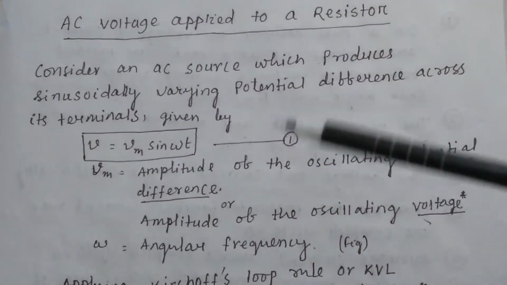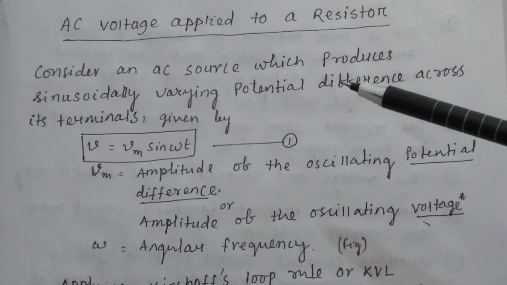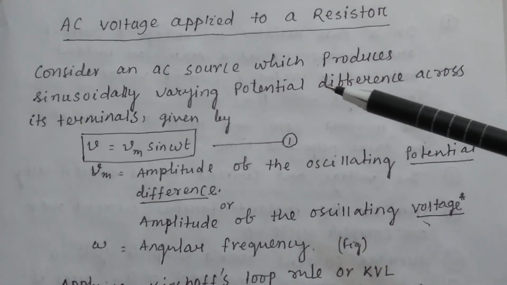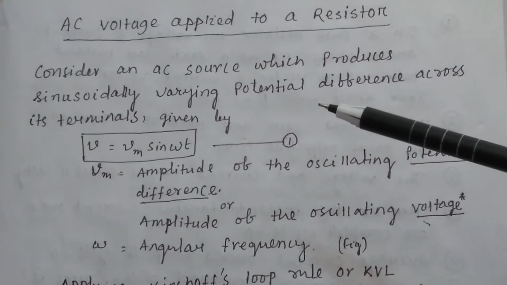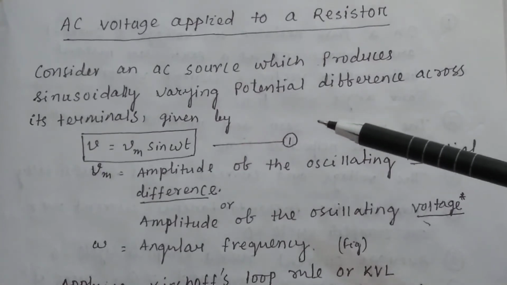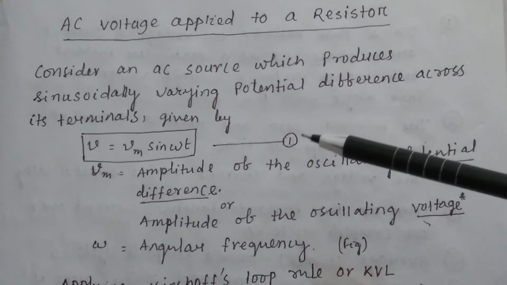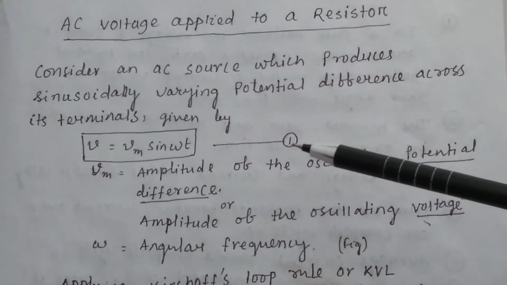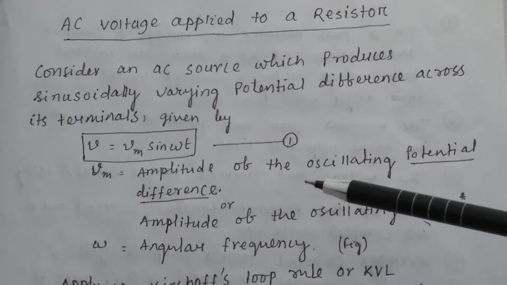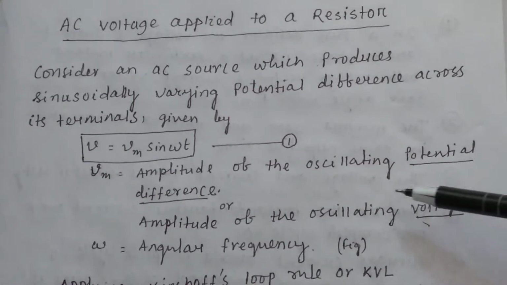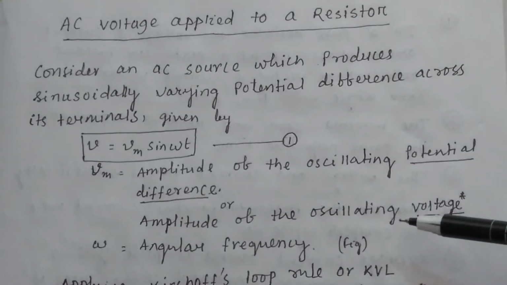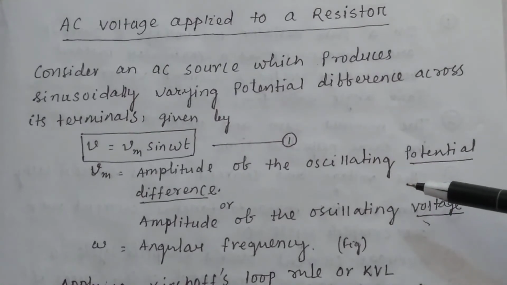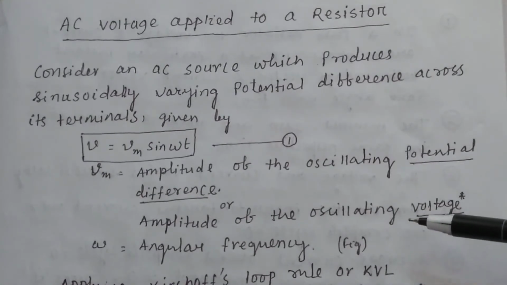AC voltage applied to a resistor. Consider an AC source which produces a sinusoidally varying potential difference across its terminals given by V equal to Vm sin omega t. Here Vm is the amplitude of the oscillating potential difference, or amplitude of the oscillating voltage. In AC, the potential difference is also called the voltage.